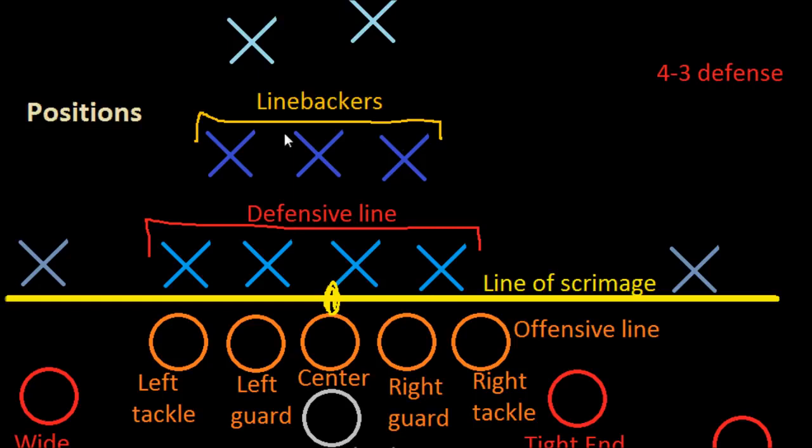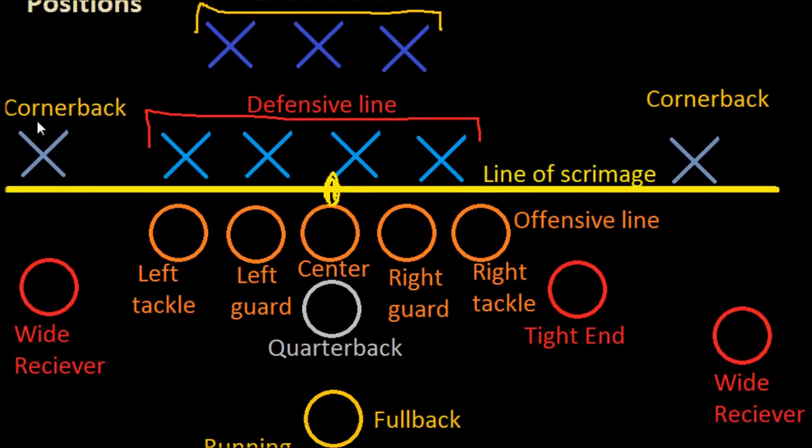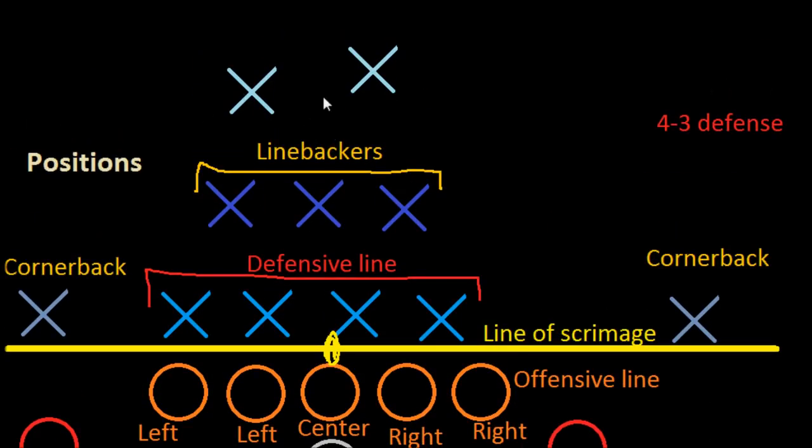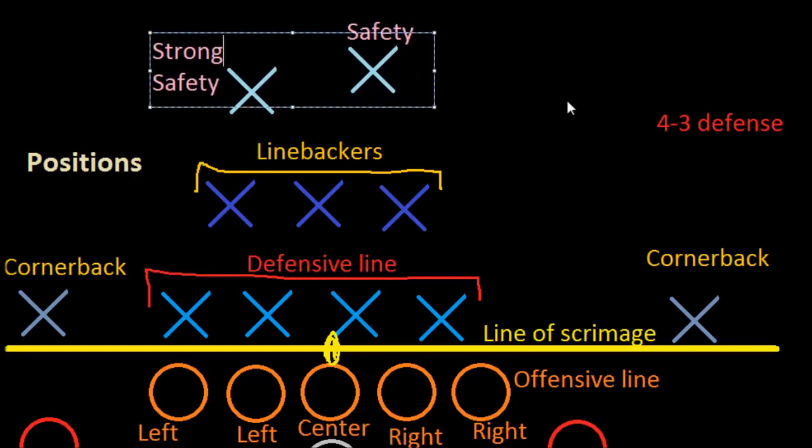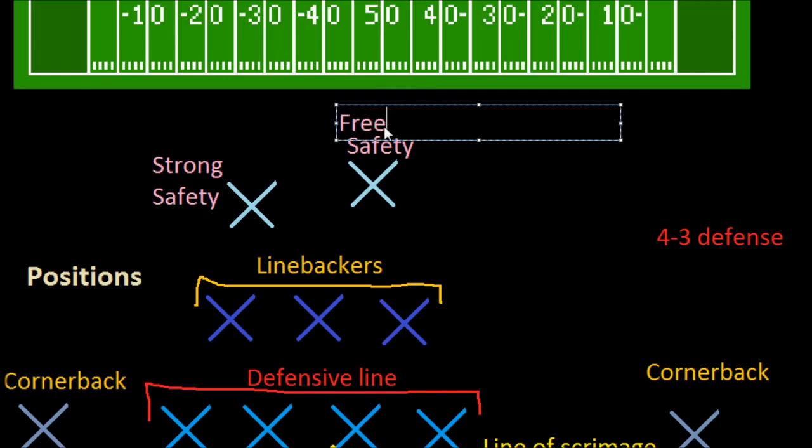So this is where you get the 4-3, and then on both sides, usually defending our wide receivers here, we have the cornerbacks. This is a cornerback, and this guy opposite him is also a cornerback, not to be confused with a quarterback. And then these 2 guys back here, usually pretty fast guys, are the safeties. Sometimes you'll have what is called a strong safety, and the other guy will be what is known as a free safety.